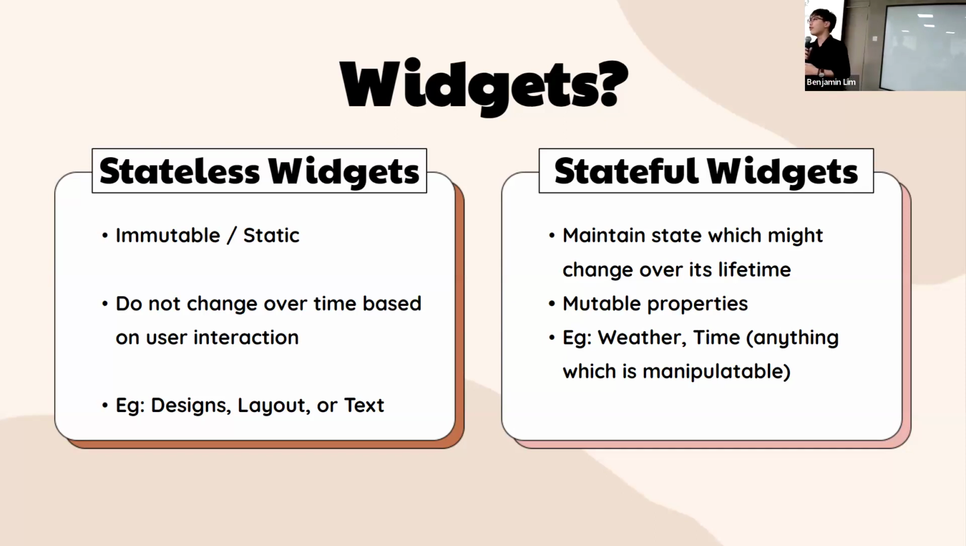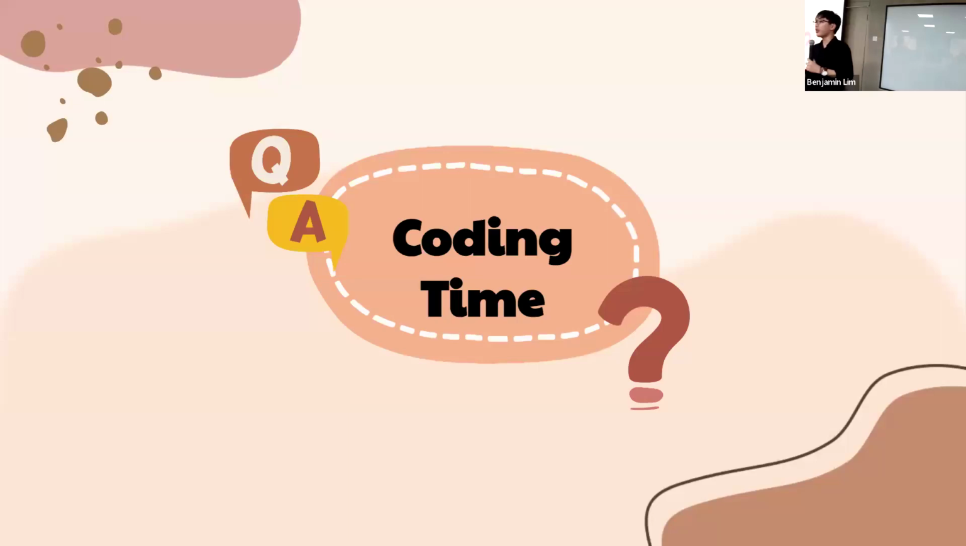Stateful widgets are widgets which you can change over their lifetime. They have mutable properties, meaning if the user does something to manipulate it, it will change in real time. Like the weather or the time, it's constantly changing and it's not fixed. So that's basically it for the introduction part, and let's move on to the coding session.